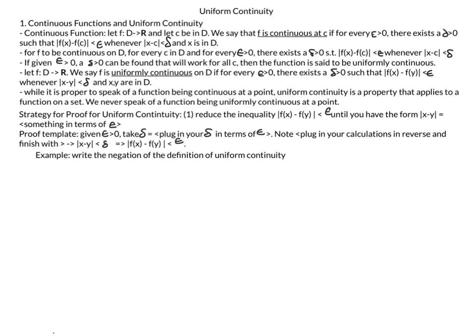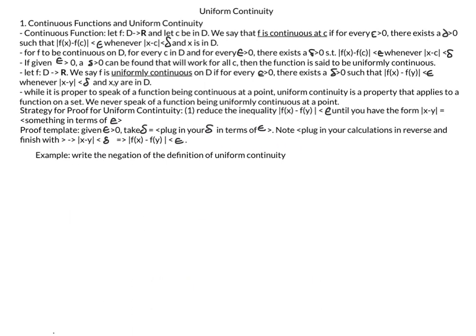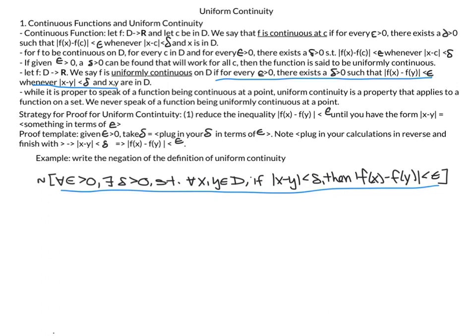Next example, I am going to write the negation of the definition of uniform continuity. So I have my negation here, and inside here I have my criteria or my definition of uniform continuous, which is right over here. So translating this: for every epsilon greater than 0, there exists a delta greater than 0, such that |f(x) - f(y)| < epsilon whenever |x - y| < delta.